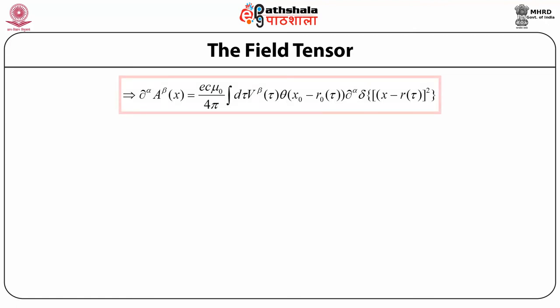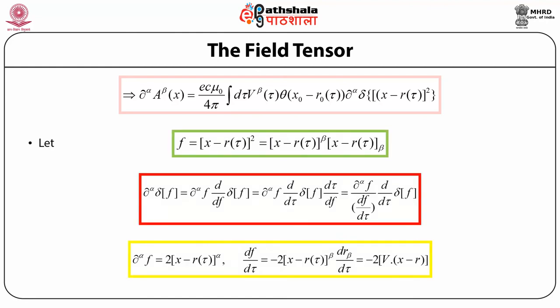This implies that del alpha A beta of x equals e c mu naught by 4 pi into integral d tau v beta tau theta of (x naught minus r naught tau) into del alpha of delta of (x minus r tau) whole square. Let f equal (x minus r tau) whole square, equals (x minus r tau) raised to power beta into (x minus r tau) beta. Del alpha delta f is equal to del alpha f of d by df of delta f, equals del alpha f divided by df by d tau into d by d tau of delta f.